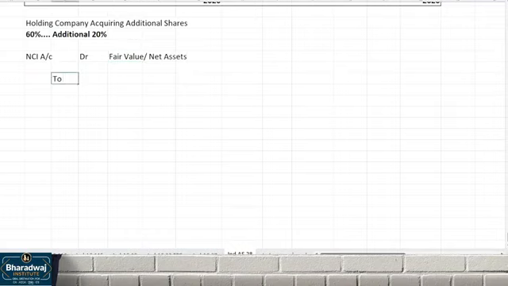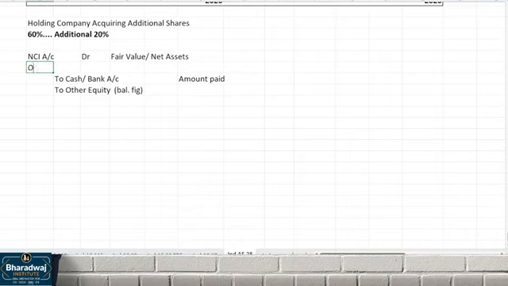We are going to pay cash, to cash or which account? Bank account. The amount paid will be recorded. Listen, and the difference will be recognized in what? We will recognize it in other equity. Balancing figure, it may be a gain or loss. We will adjust it in what? Other equity. Other equity will be the balancing figure.